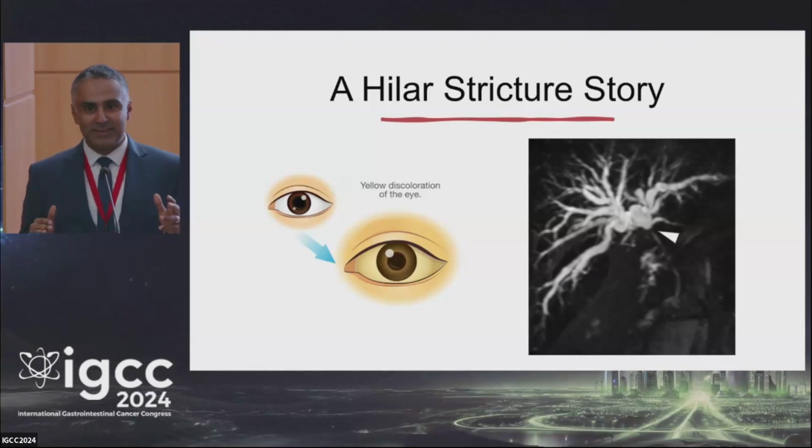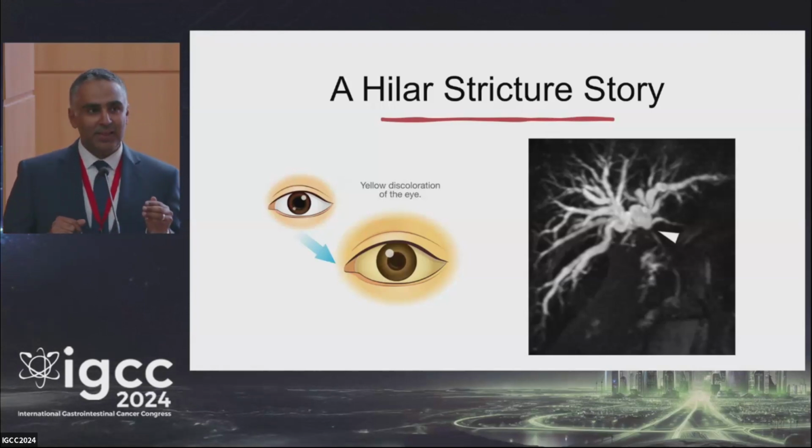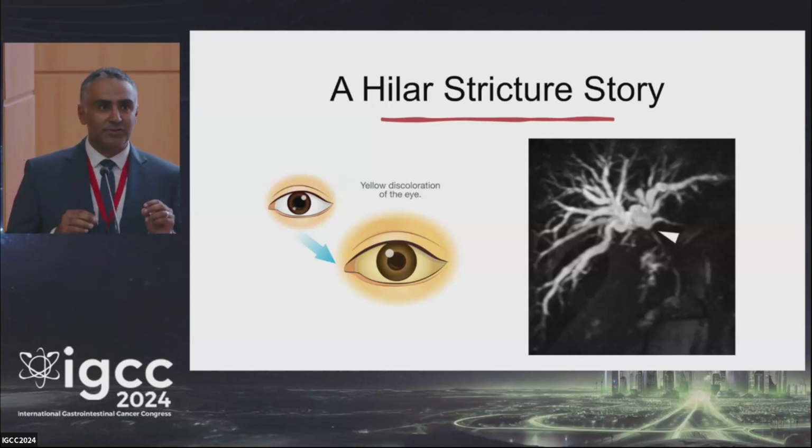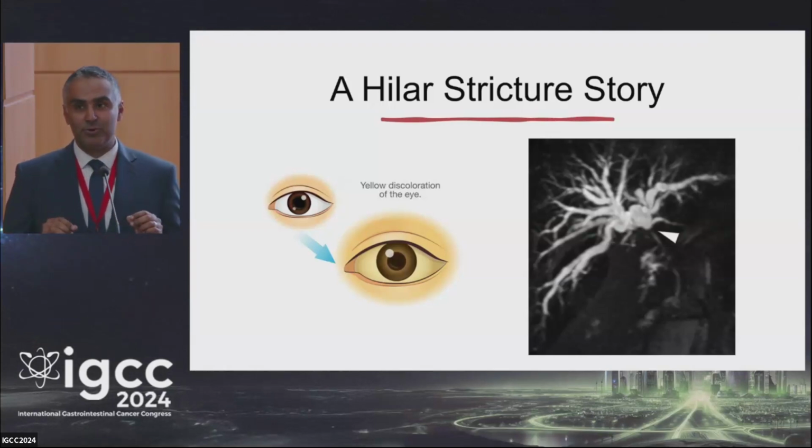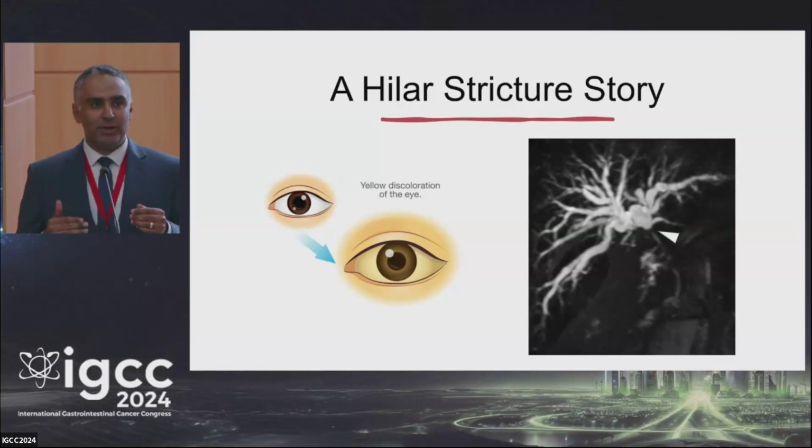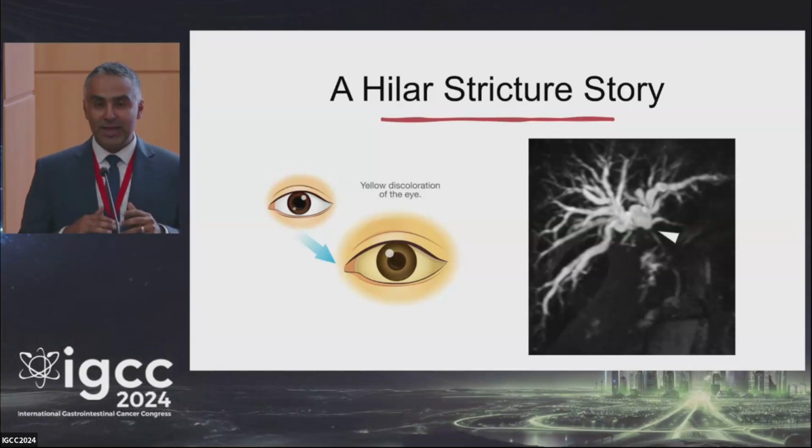She started losing weight as expected, until the last couple of weeks when she started noticing mild discoloration of her eyes, yellowish discoloration. And then the morning she came to the ER, when she woke up, she was so yellow that her husband decided to bring her to the ED.